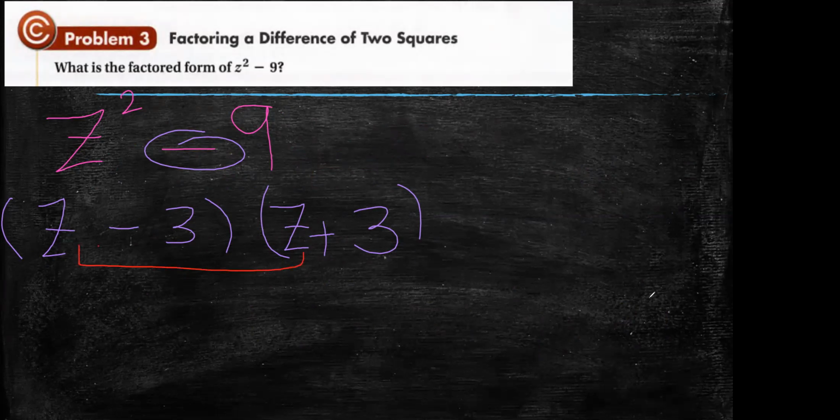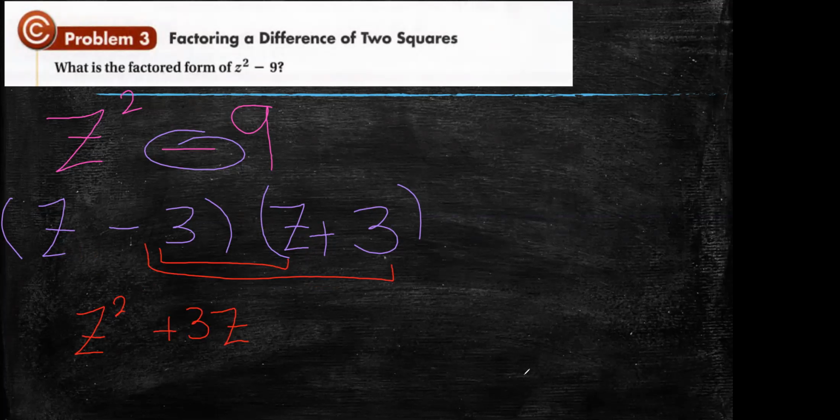Z times z, then z times positive 3. Z times z is z squared. Then z times positive 3 is positive 3z. Then let's multiply negative 3 times z and negative 3 times 3. Negative 3 times z is negative 3z, and negative 3 times 3 is negative 9.